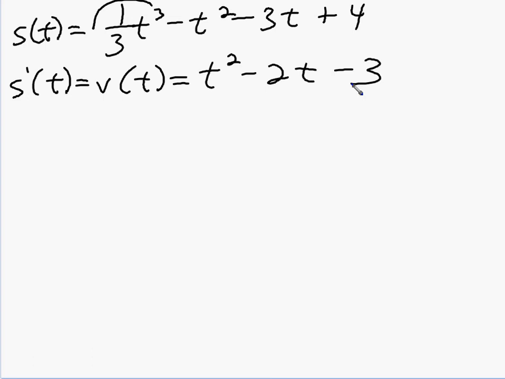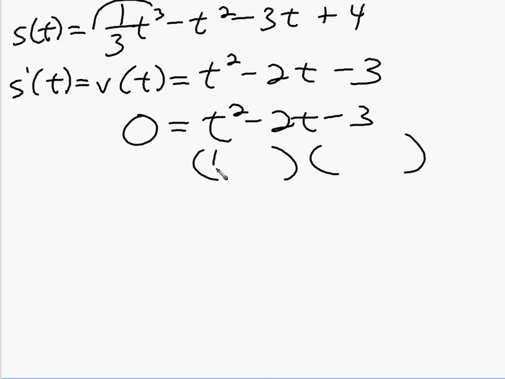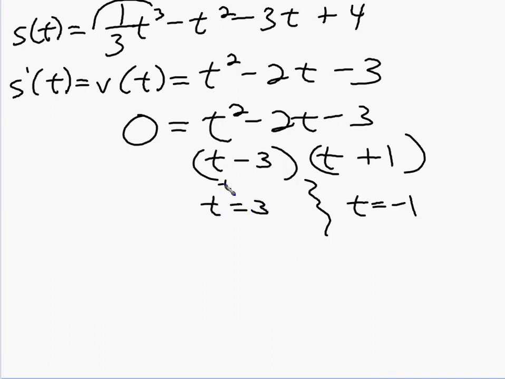Well, now I need to know where it changes direction. So remember what we said, it changes direction anytime the velocity is equal to 0. So now we have a simple quadratic to solve. This one will factor very nicely: t and t, and -3 and +1. So we have two places where it changes direction, when t is -1 and when t is 3. Of course, we set both of these equal to 0 to find that out.